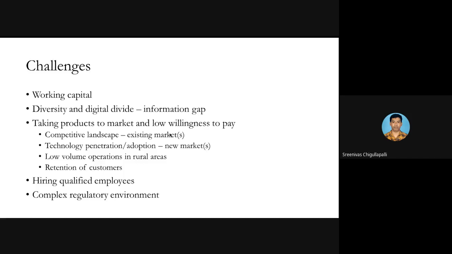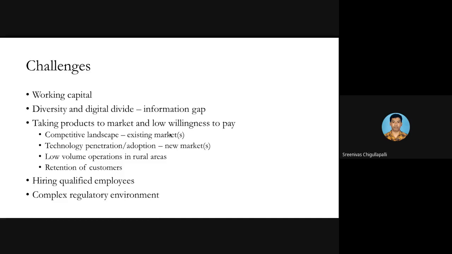Competitive landscape is there, because there are different markets, for example, new market and existing market. If you are entering an existing market, there's a lot of competition from other startups, and it can be large companies which are already in the business. Technology penetration and adoption is very, very less if you are entering a new market, because consumers already have current ways of handling that problem, and they have some expertise in problem solving. So you have to convince them with proper evidence so that they are convinced to pay for your solution or service. And as I mentioned, low volume of operations may not be economically feasible for startups to run, but still it's a challenge.